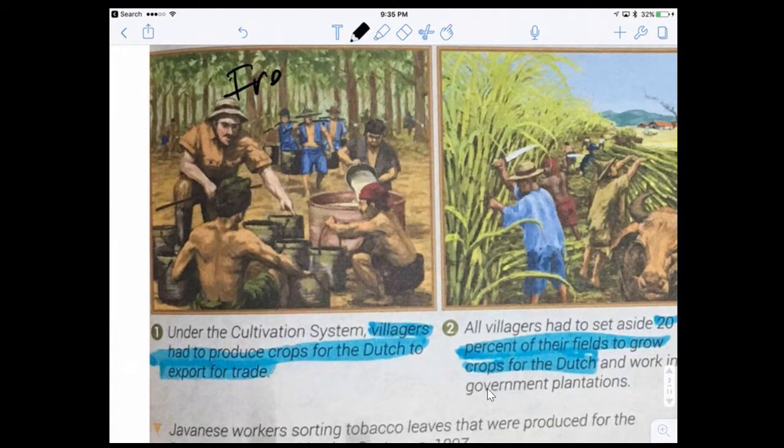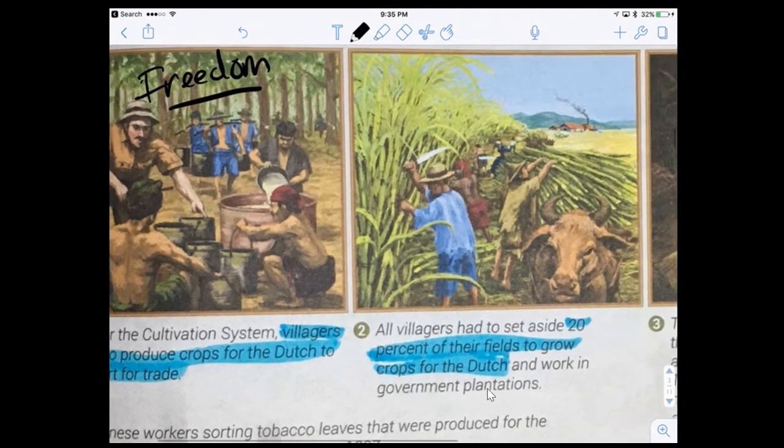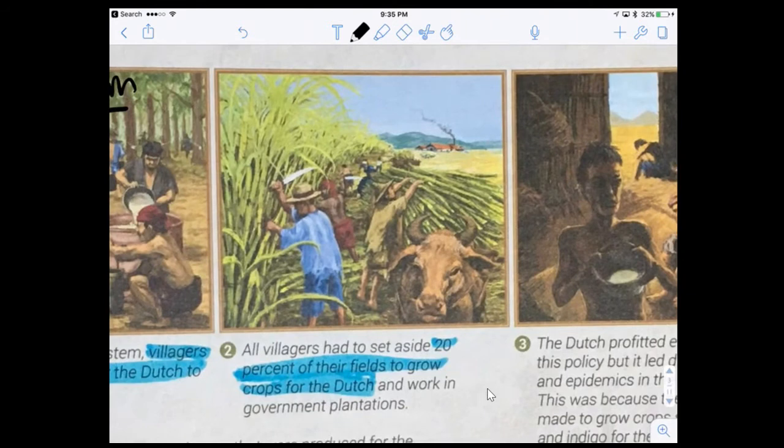They are lacking freedom. Instead of planting crops for yourself, you have to plant crops for the Dutch. So villagers have to set aside 20% of their fields to grow crops for the Dutch to work in these plantations. So do you think they'll be hungry? Yes, because there's no food for the locals, or there's limited food for the locals. Most of the food actually went to Dutch masters.